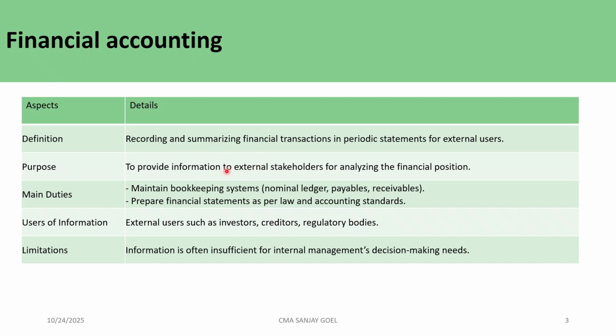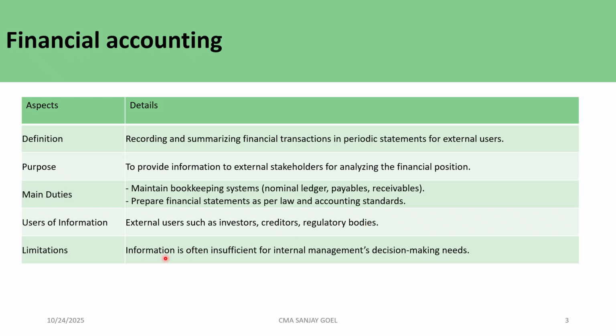Purpose. What is the purpose of financial accounting? It is used by external stakeholders for analyzing the financial position. Main duty. The main duty is bookkeeping and preparing financial statements as per the law and accounting standards. Users. Who are the users of this information? Investors, creditors, and regulatory bodies.